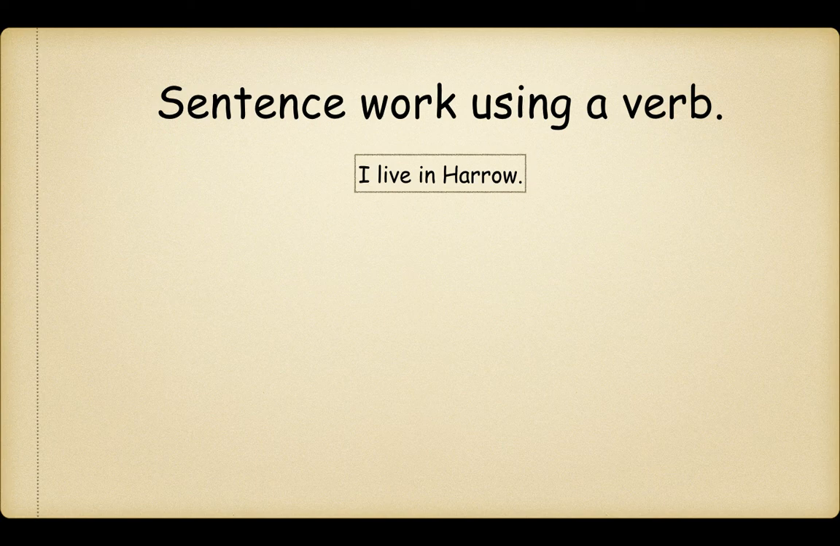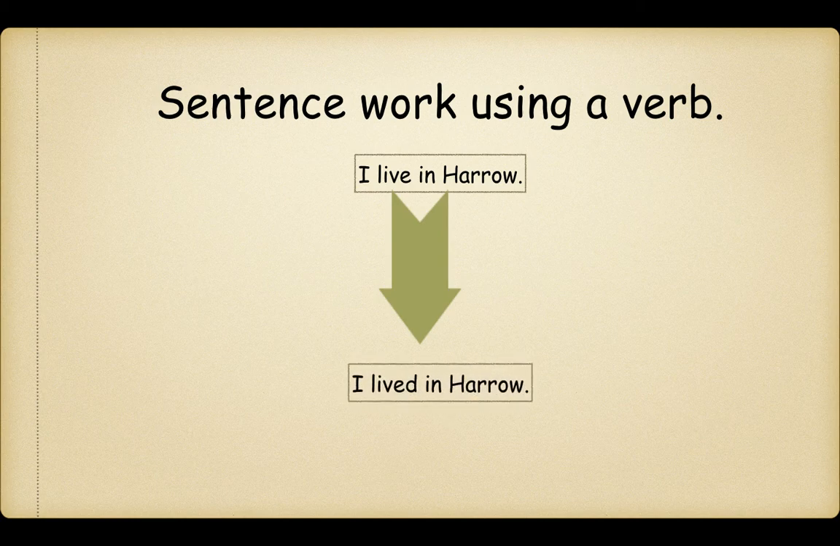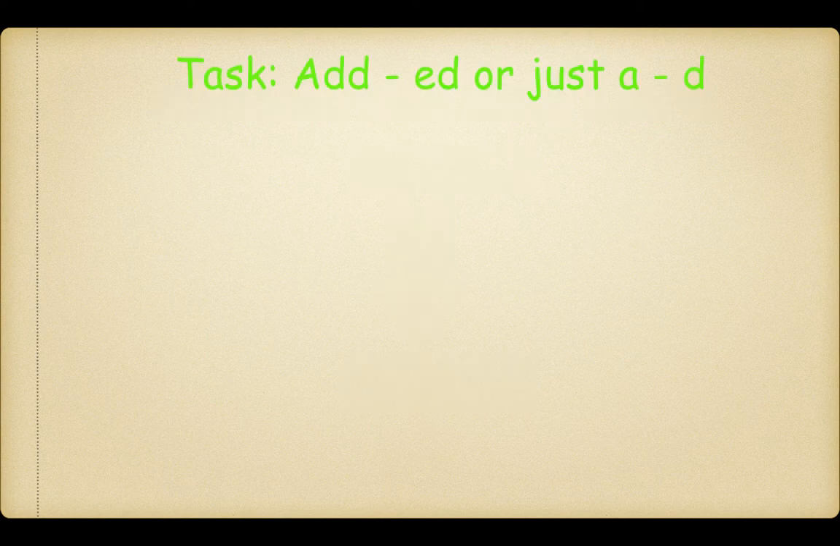Right, we can have, I live in Harrow. Well, what happens if you don't live in Harrow anymore? We can then change the sentence to the past tense and write, I lived in Harrow. And all I need to do is add the D at the end of the word. So I lived in Harrow, which is in the past tense.